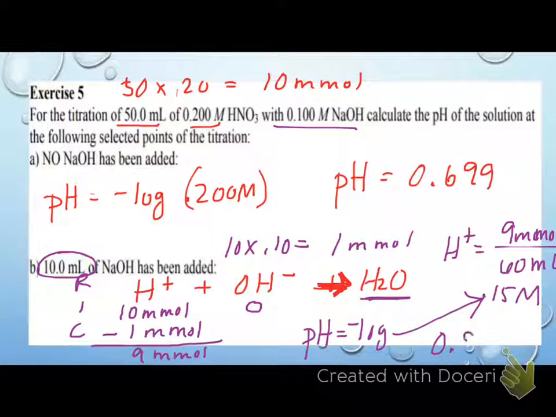So now my pH is 0.824, which I would expect, since it goes up a little bit. I added some base. So now let's do 20 mils. You try it.